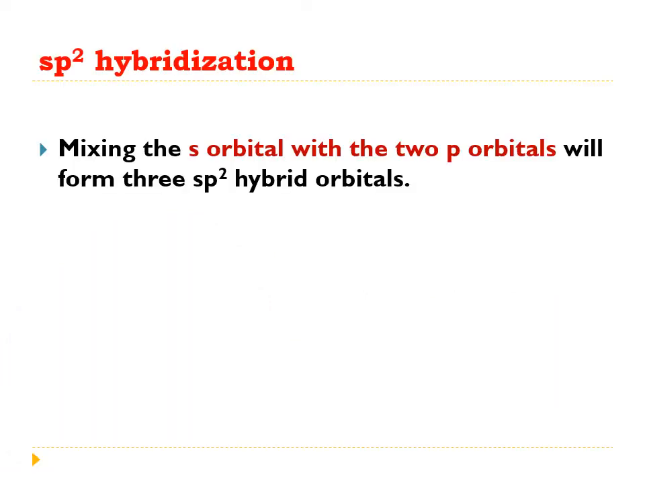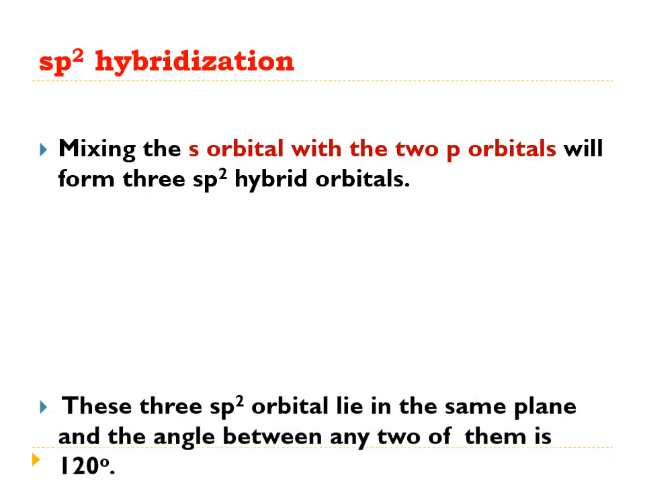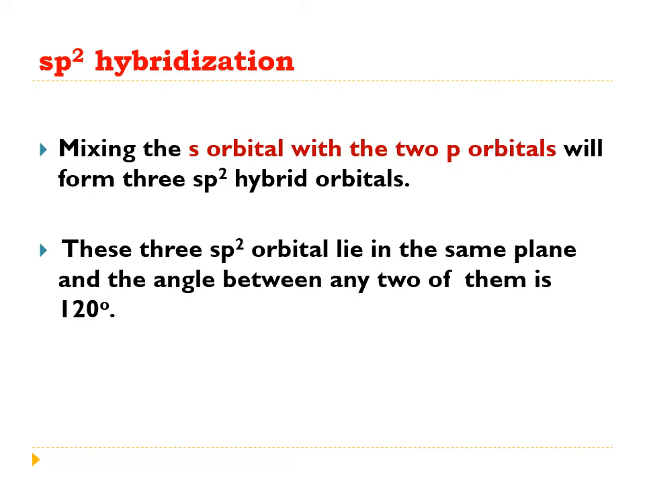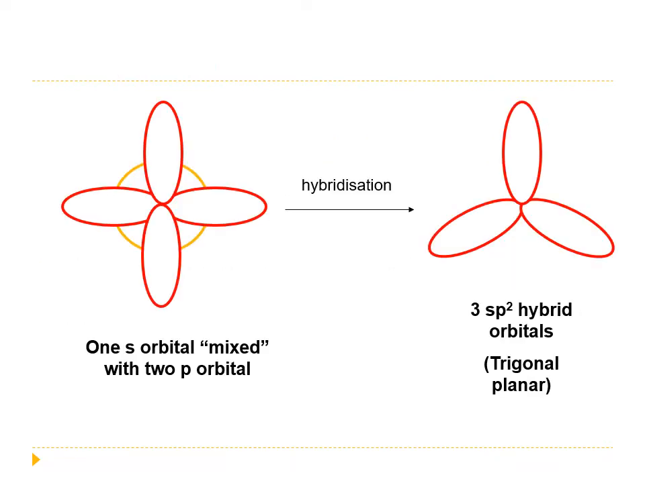sp2 hybridization occurs when we mix an s orbital with 2 p orbitals. We will form 3 sp2 hybrid orbitals that lie in the same plane, and the angle between any two of them is 120 degrees. As you can see here, the yellow circle is an s orbital, and there are 2 p orbitals in red that will mix and become 3 sp2 hybrid orbitals, making the shape trigonal planar.